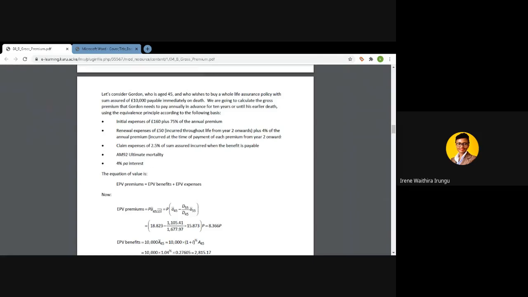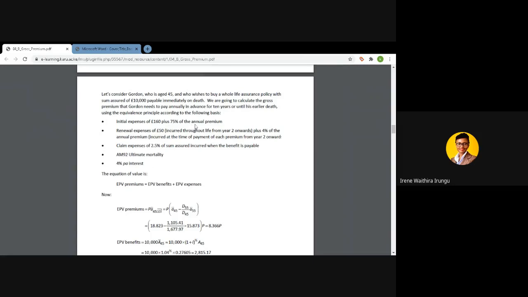It also gives us the corresponding interest rate, with which we shall be computing the expected present value of our contract, as well as any expenses attached to the contract. So we look at the basis. We have an initial expense of 160 plus 75% of the annual premium. So this is an initial expense: it is 160 and 75% of the annual premium.